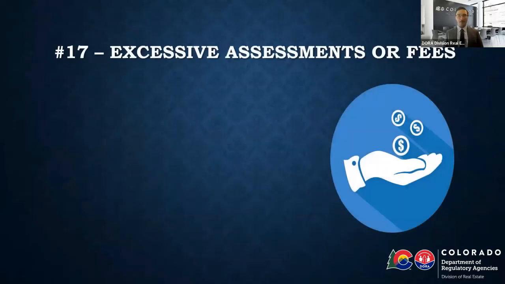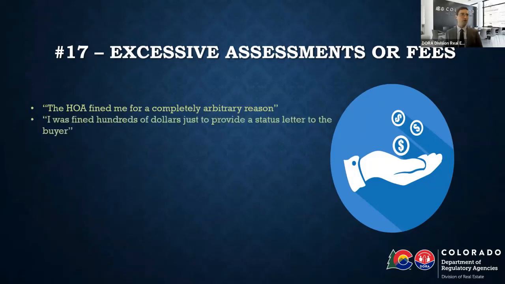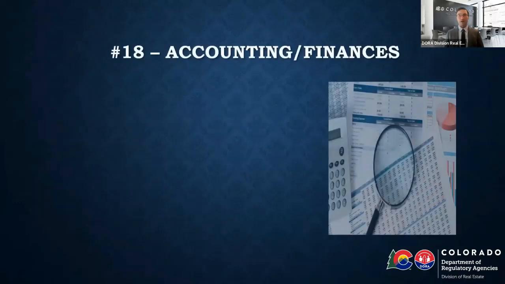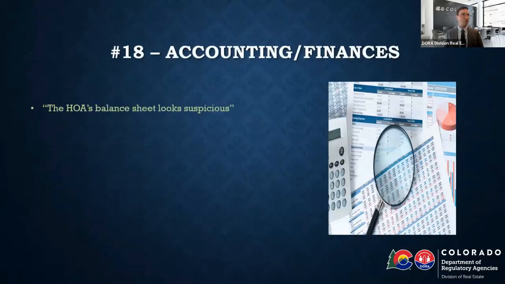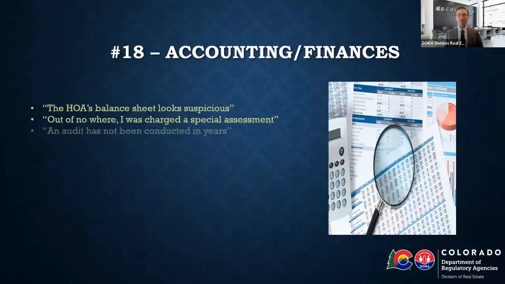Excessive assessments or fees. We might see something like, the HOA fined me for a completely arbitrary reason. I was fined hundreds of dollars just to provide a status letter to the buyer. And excessive attorney fees. Accounting finances. The HOA's balance sheet looks suspicious. Out of nowhere, I was charged a special assessment, and an audit has not been conducted in years.